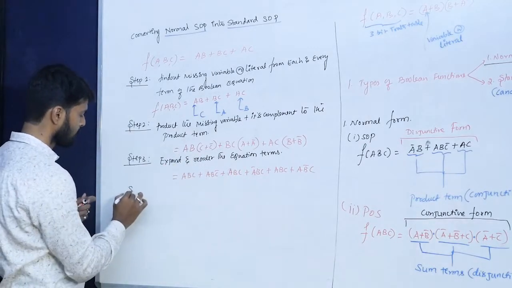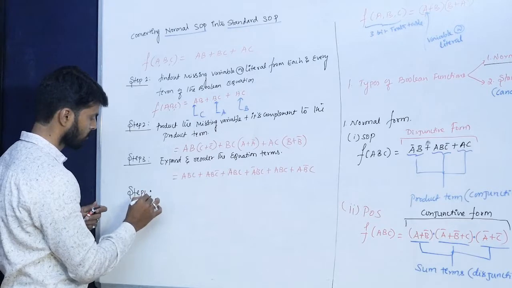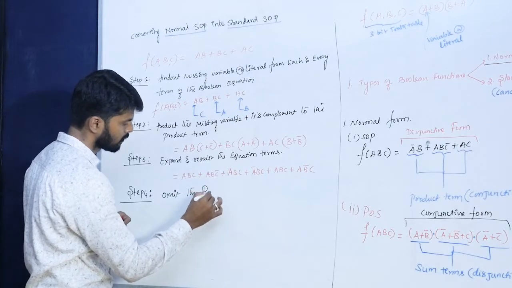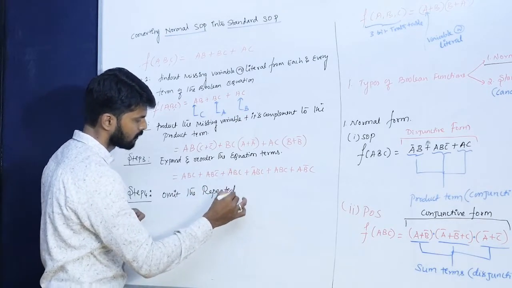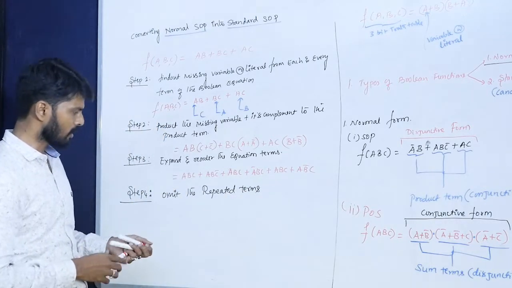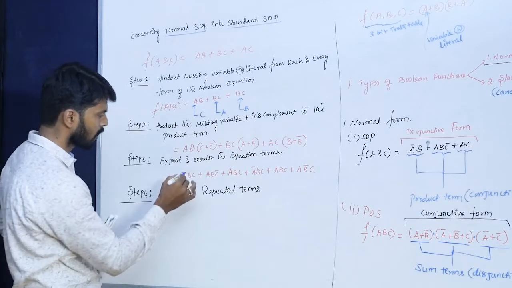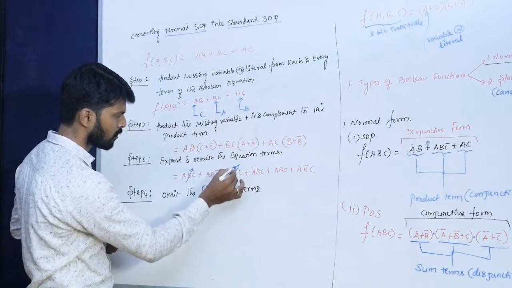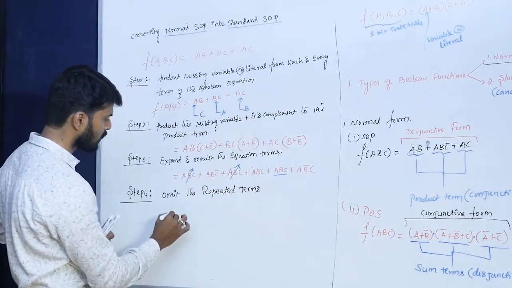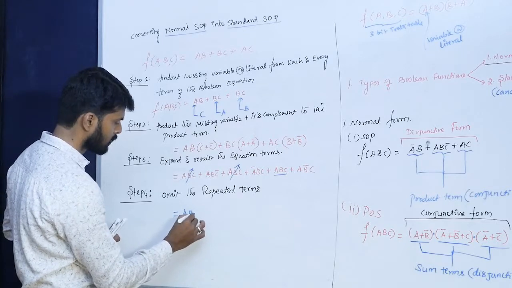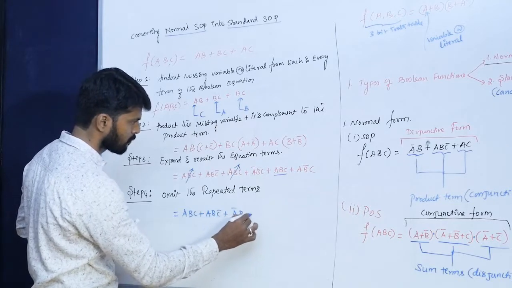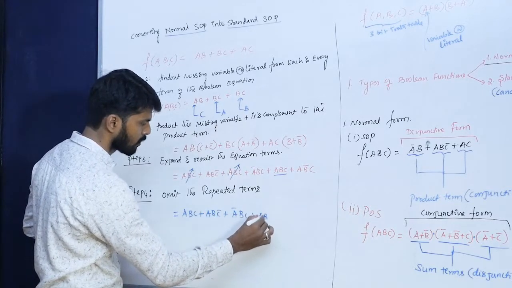And this is step 4. In step 4, we need to omit the repeated terms. So which are all the repeated terms in this case? ABC comes here and ABC comes here also and ABC comes here also. So these terms we can neglect, and finally we are getting ABC plus ABC bar plus A bar BC plus AB bar C.